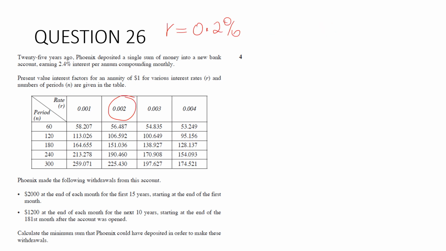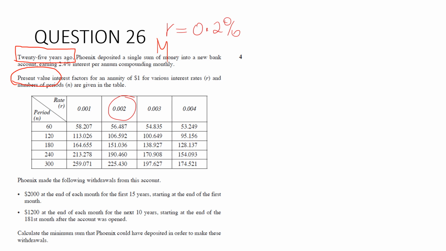Okay, tricky question, this one. Probably the most important thing to look at when you're doing one of these questions is to see whether you've got the present value interest factors or the future value. And present value means this is 25 years ago when Phoenix deposited the money. So let's call that sum of money M. Not that that's going to be terribly important.